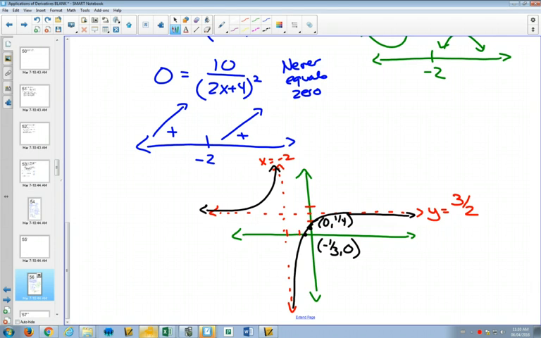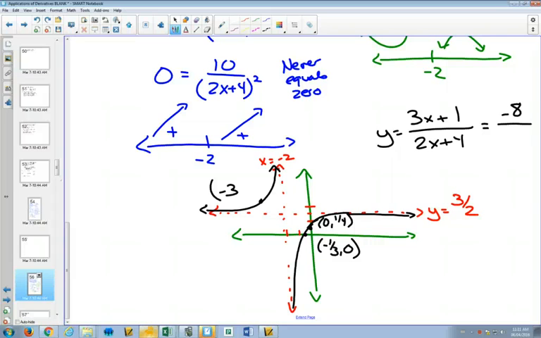Sometimes I like to just add a point by plugging it into my original equation just so I have some sort of reference point. So if I plugged in -3, what would I get? My original function was 3x plus 1 over 2x plus 4. If I plug in -3 for x, can you see that at the top I'm going to get -8? And on the bottom, -6 plus 4 is -2. That's going to simplify to +4.